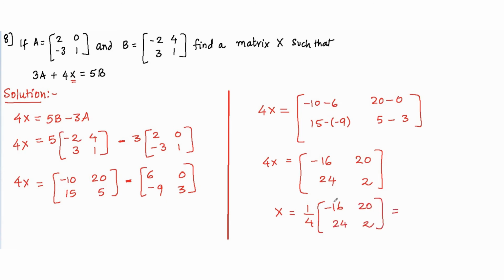Let me multiply each element by 1/4, right? So negative 16 into 1 by 4 is negative 4. 20 into 1 by 4 is 5. 24 into 1 by 4 is 6 and 2 into 1 by 4 is half. So the matrix X is equal to negative 4, 5, 6 and half.